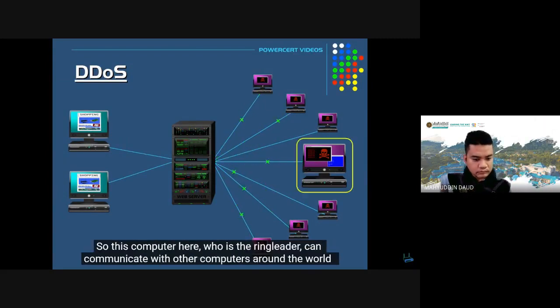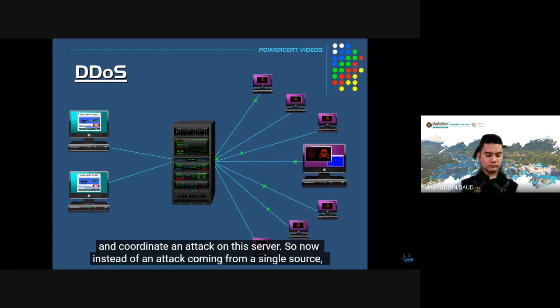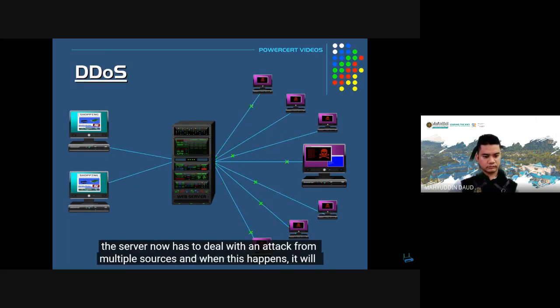So this computer here, who is the ringleader, can communicate with other computers around the world and coordinate an attack on this server. So now, instead of an attack coming from a single source, the server now has to deal with an attack from multiple sources. And when this happens, it will overwhelm the server.